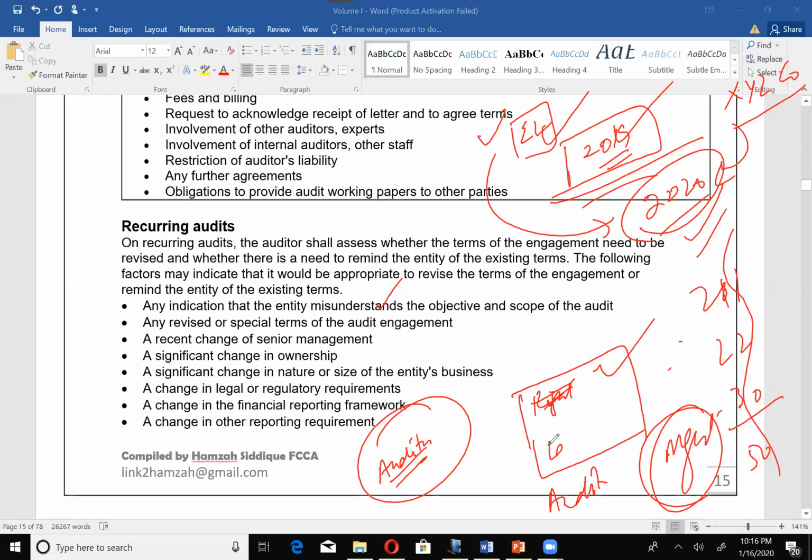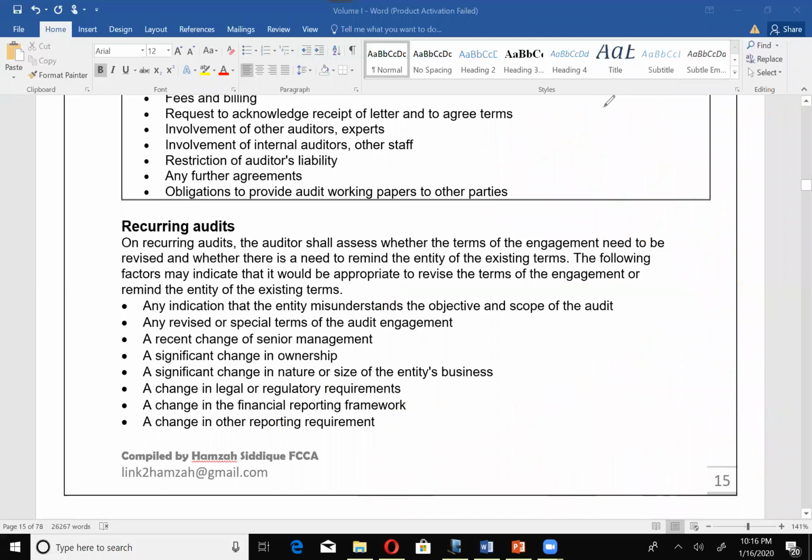Relevant laws and regulations change. Financial reporting framework or reporting requirements change. They want the auditor to report on multiple other aspects as well. Then these need to be revised. Yes. Next.